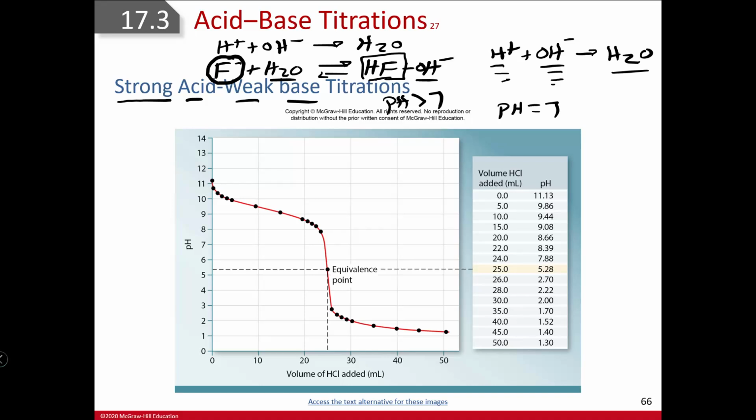So this lecture, we're going to pick up from that. We're going to be dealing with a strong acid with a weak base. Strong acid with a weak base.